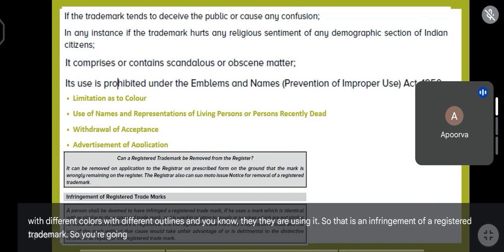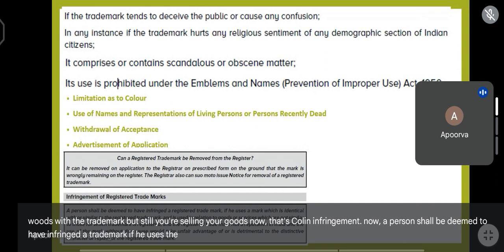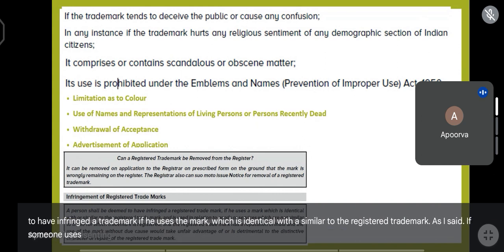So you are going against it. You do not have the right to use the trademark. You do not have the right to sell your goods with the trademark, but still you are selling your goods. Now that's called an infringement. A person shall be deemed to have infringed a trademark if he uses a mark which is identical with or similar to the registered trademark.